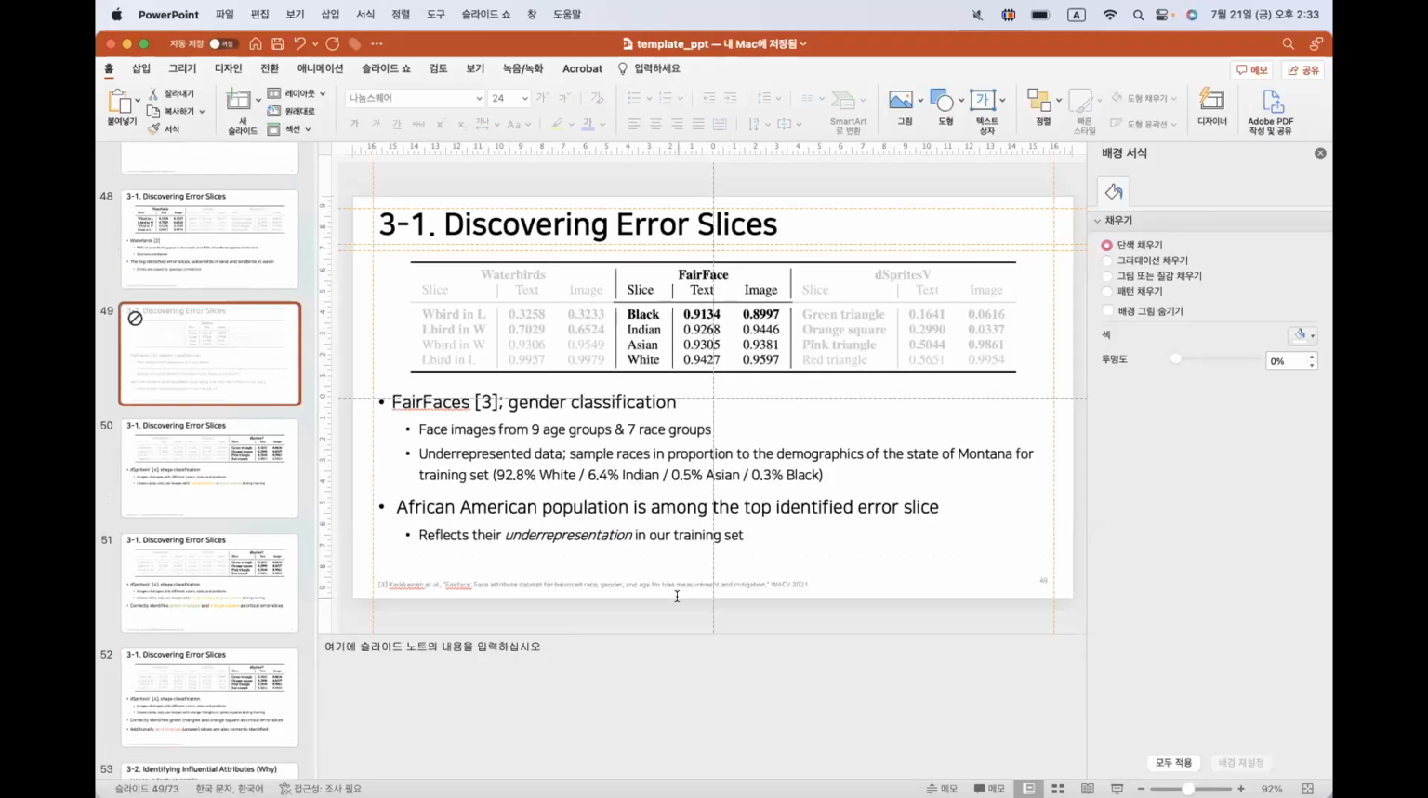Because the attributes are only the ones like colors, right? And in order to check this, yeah, sure. This FairFace data set is for gender classification.